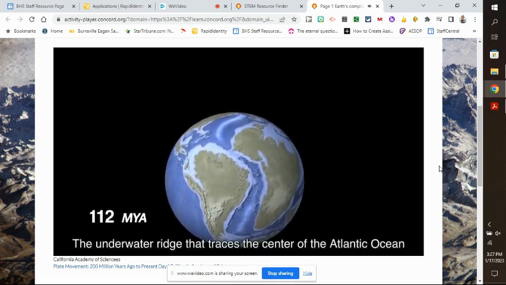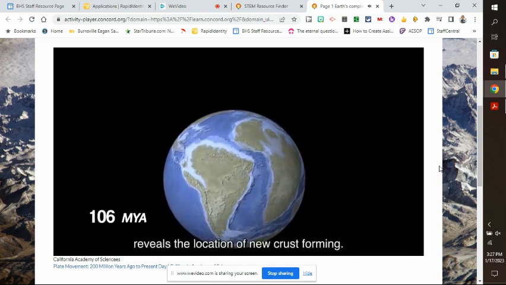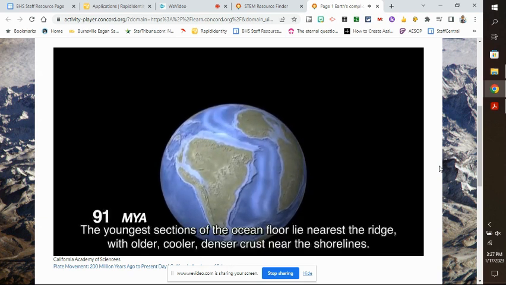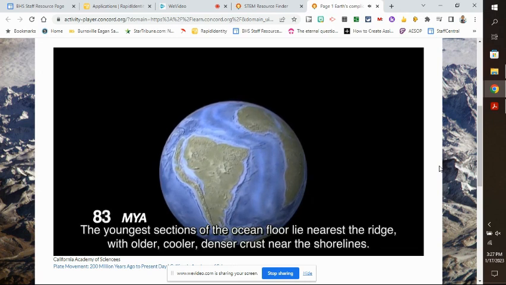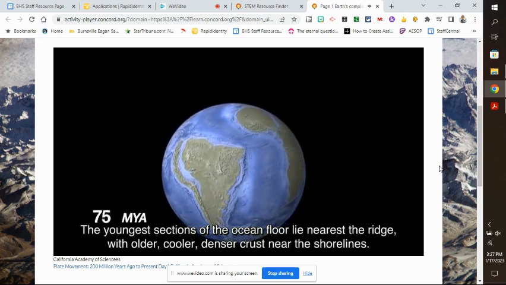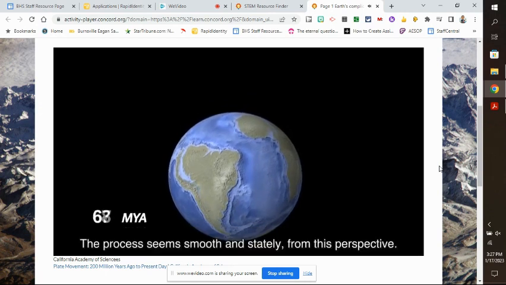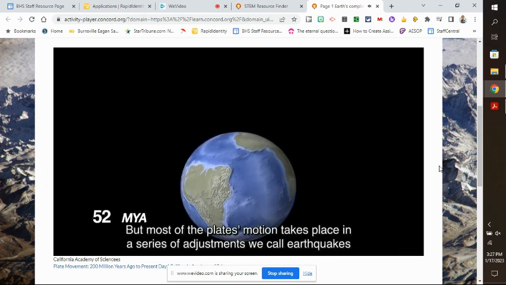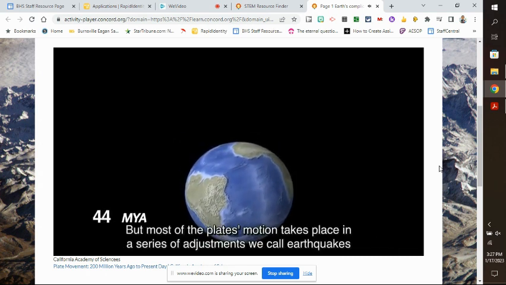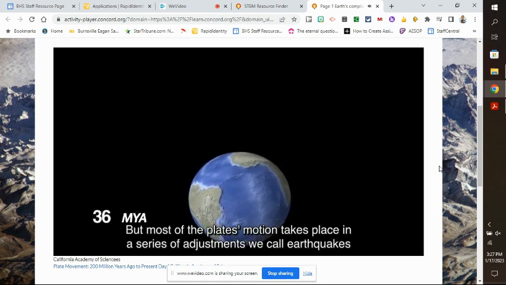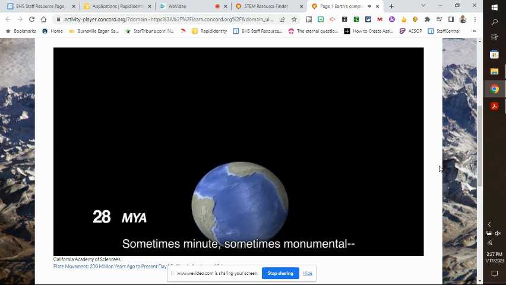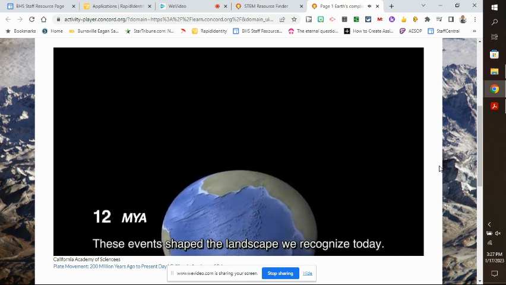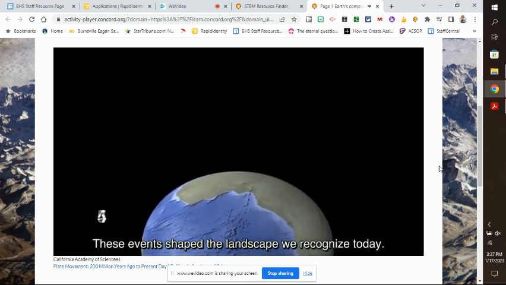The underwater ridge that traces the center of the Atlantic Ocean reveals the location of new crust forming. The youngest sections of the ocean floor lie near the ridge, with older, cooler, denser crust near the shorelines. The process seems smooth and stately from this perspective, but most of the plate's motion takes place in a series of adjustments we call earthquakes. Sometimes minute, sometimes massive. These events shaped the landscape we recognize today.